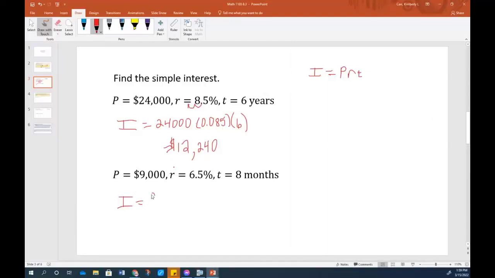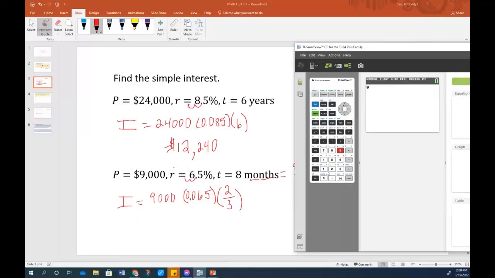So our next one then, interest, is going to be from PRT, so that's 9,000 times, move that decimal 2 spots over, so that's 0.065. And then, look, this T is in months. That's a problem. So 8 months is the same thing as 8 out of 12, which then I could reduce. It doesn't matter if you don't reduce it in this case, though, but that's 2/3 of a year. And you do need years in your formula. So down here, I'm going to have to put 2/3.